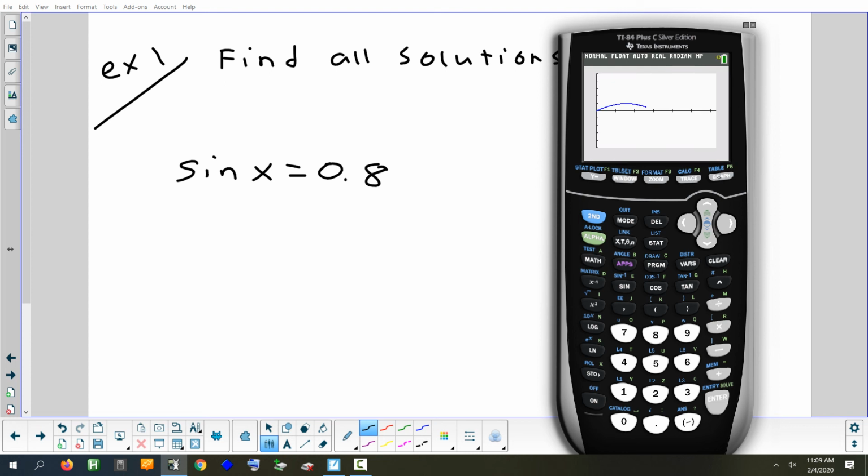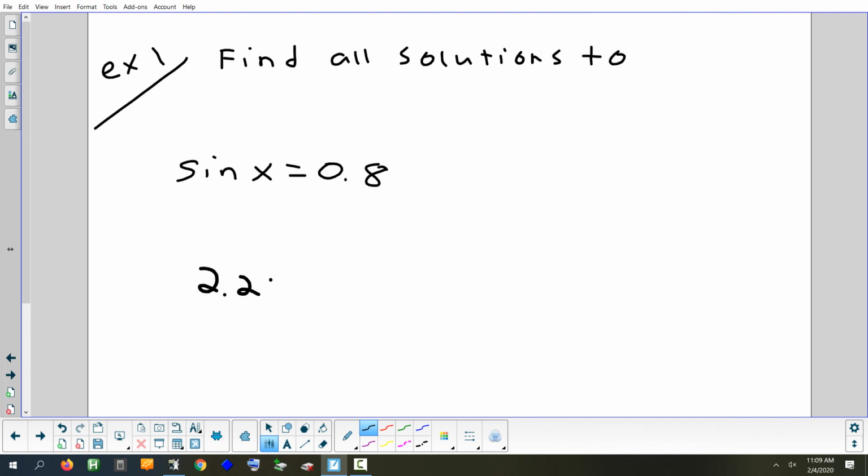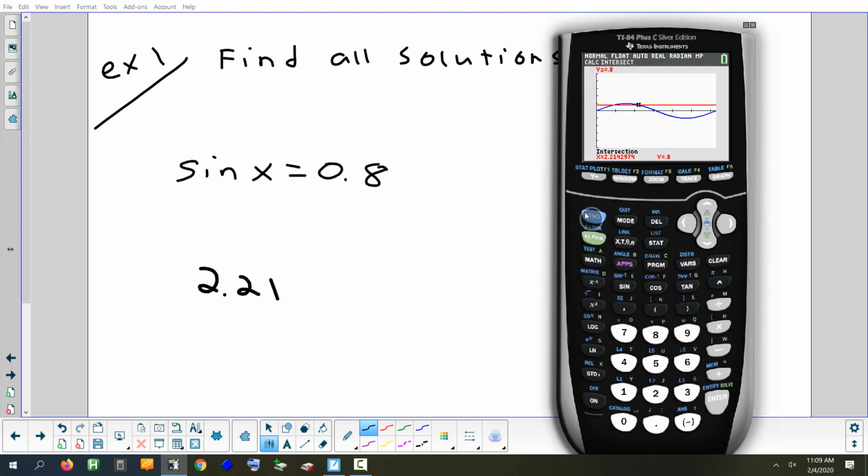Don't have to worry too much about the y min and max because I already know it only goes 1, negative 1. Jacob, how many answers am I going to get per cycle? 2. We're going to get 2. So we're going to start out by finding each one of them. Second calc intersect. Okay, there's one of them, 2.21. And the other one, just move your cursor closer to it and you should be fine. 0.93.